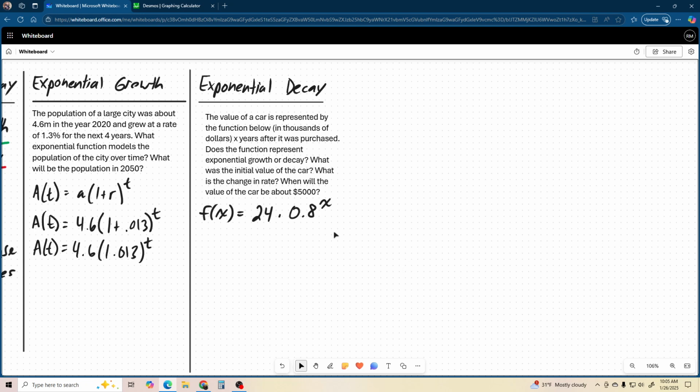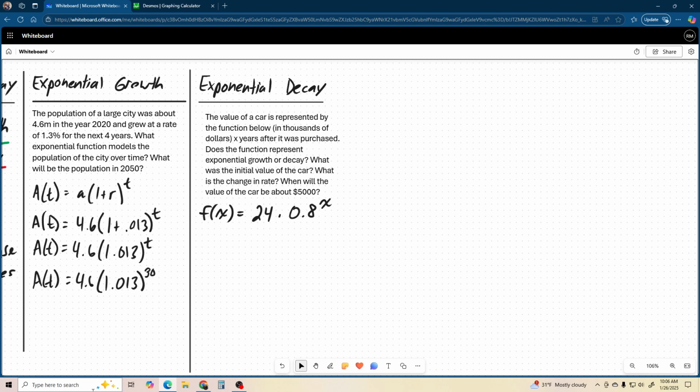Okay, but now let's look at this. What exponential function models the city over time? Well, that's what we just found. What will be the population in 2050? Well, 2050 from 2020 is 30 years in the future, so we're going to have 30 instances of this growth. So A of t, the final population, which we don't know, equals 4.6 times 1.013, raised to, well, what is t? T is the number of increases. We went from 20 to 50, so t is going to be 30. So we're raising all of this to the 30th power.